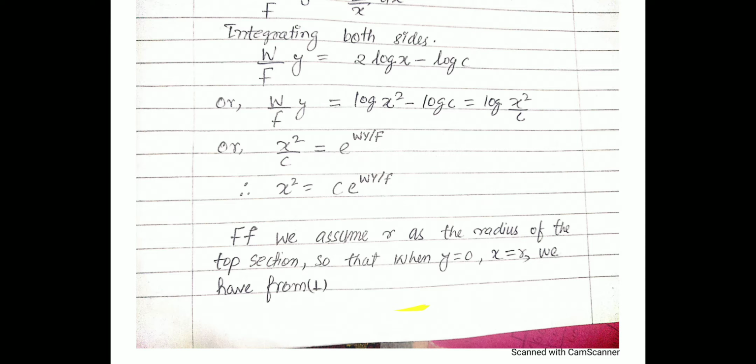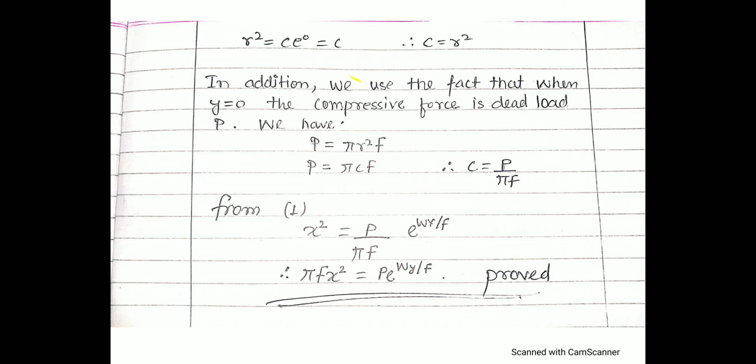From equation 1 we have r square is equal to c into e to the power 0, and we know that e to the power 0 is equal to 1. So r square becomes c. In addition, we use the fact that when y is equal to 0, the compressive force is the dead load P. We have P is equal to pi r square f, so P is equal to pi c f. Therefore c is equal to P by pi f.